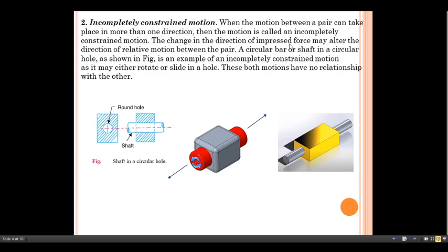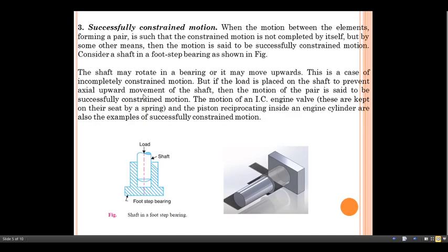Okay, and then already this example we have discussed here, a circular bar or shaft in a circular hole as shown in figure is an example of incompletely constrained motion, as it may either rotate or slide in a hole. These both motions have no relationship with each other. Okay, next one, successfully constrained motion.